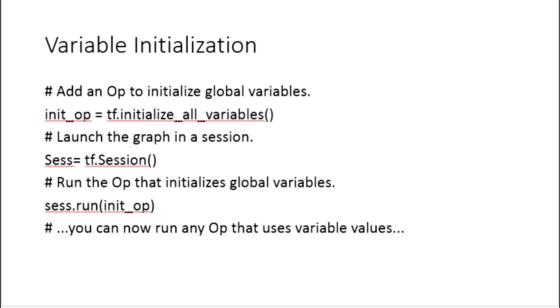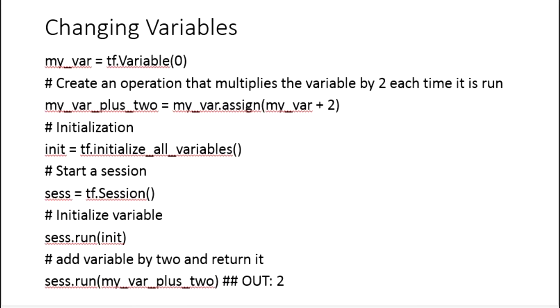Okay, so we know how to initialize all of the variables inside the graph. So let's go to the next slide. Changing variables. In order to change the value of the variable, you can use the variable.assign method. The input argument will be the new value of that variable. Note that variable.assign is an operation. This means that it must be run inside a session. Alright, so here's an example.